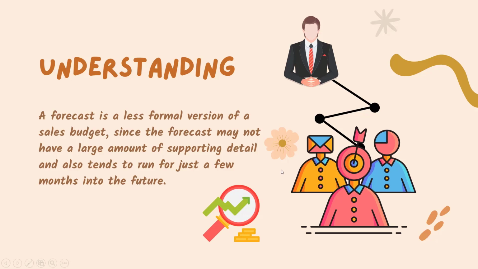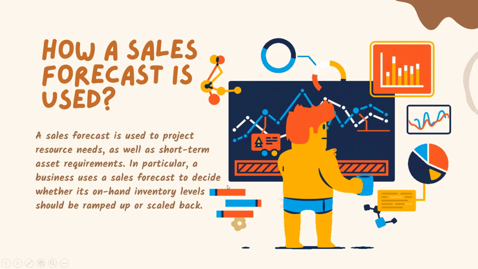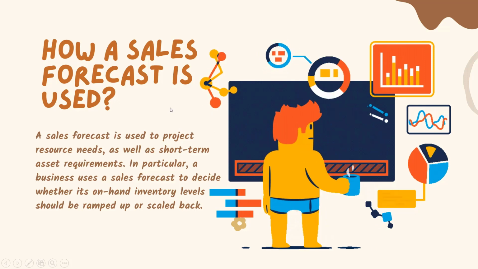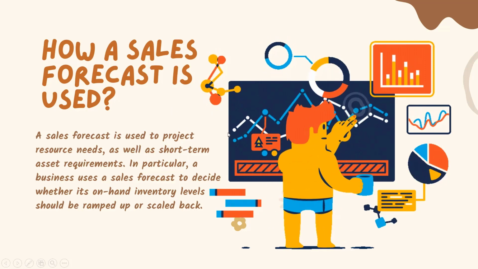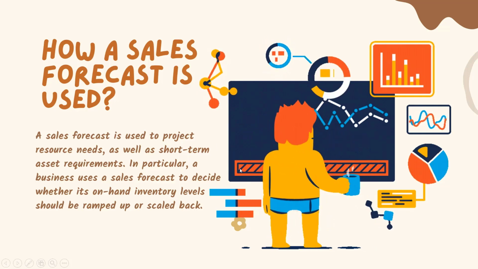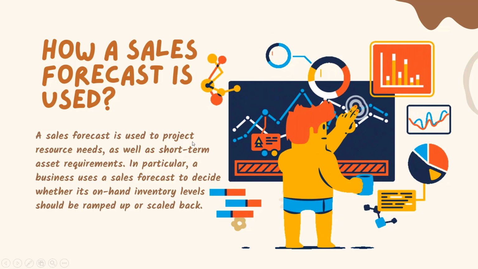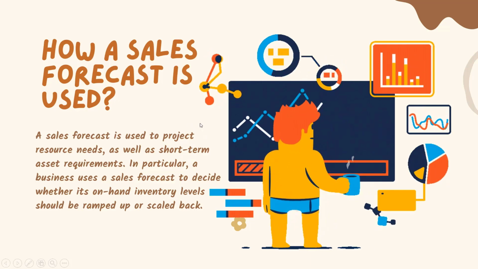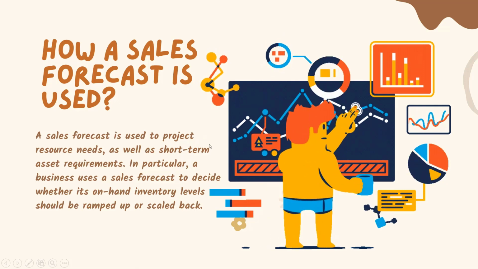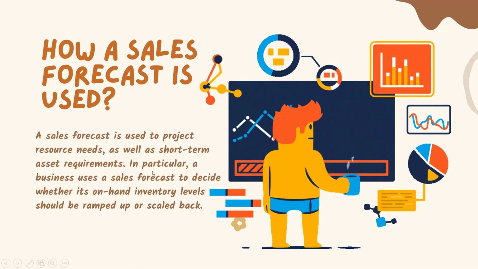How a sales forecast is used. A sales forecast is used to project resource needs, as well as short-term asset requirements. In particular, a business uses a sales forecast to decide whether its on-hand inventory levels should be ramped up or scaled back. It is also an essential input to the analysis of whether a company bottleneck operation can handle a projected change in the sales level. If not, then sales will be capped at the capacity level of the bottleneck.